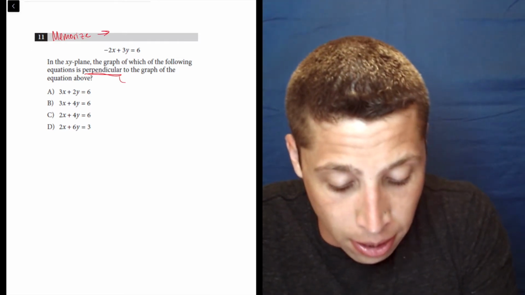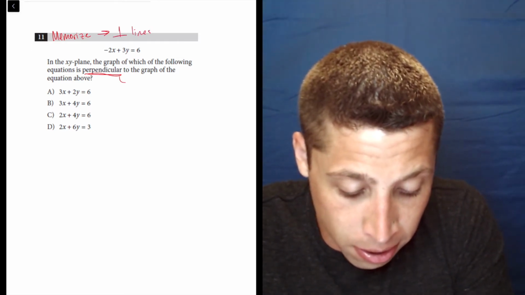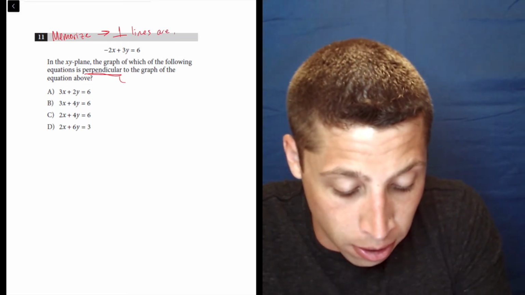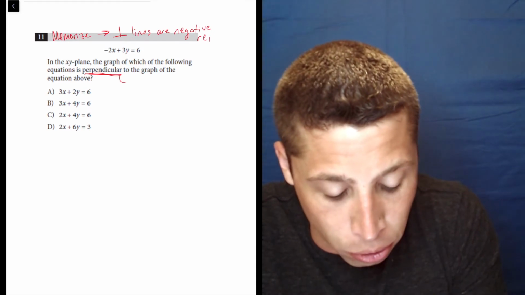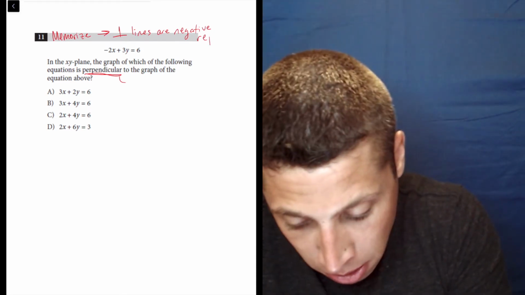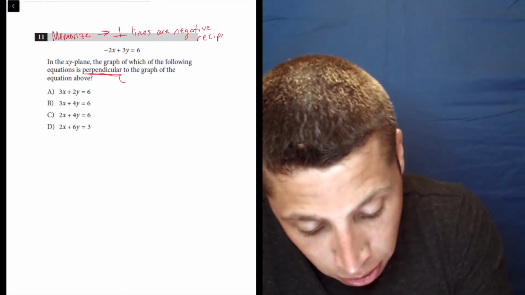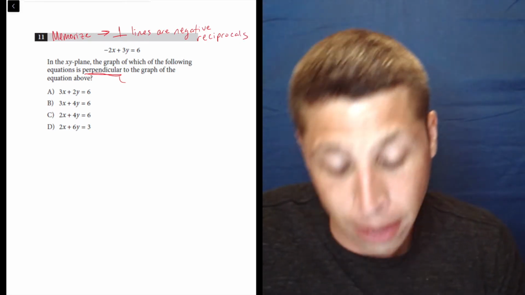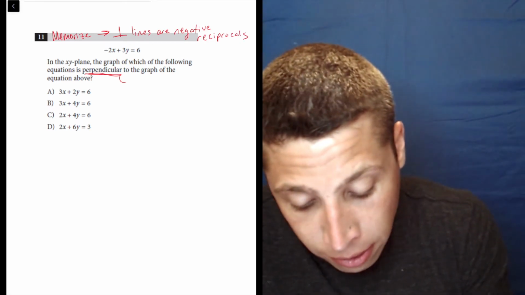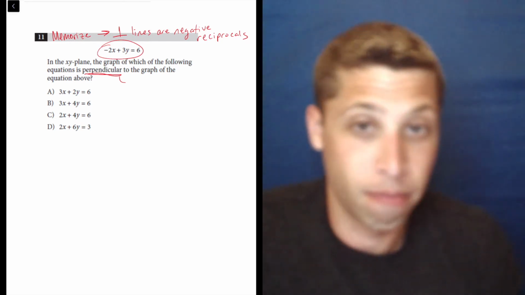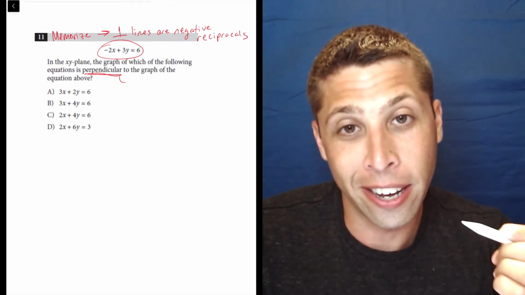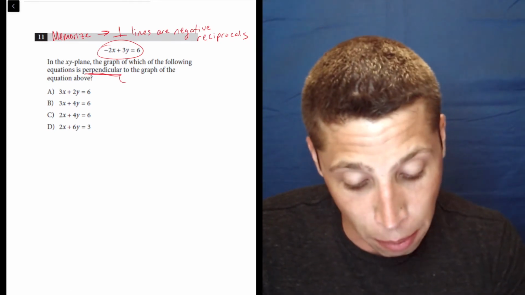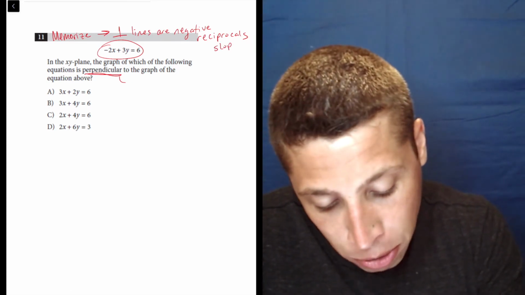memorize that perpendicular lines are negative reciprocals. So what does that mean? Well, let's take a look at the starting line here and try to understand what that means for the perpendicular. Okay, so perpendicular lines are negative reciprocal. I'll say slope too. Let's be really clear.